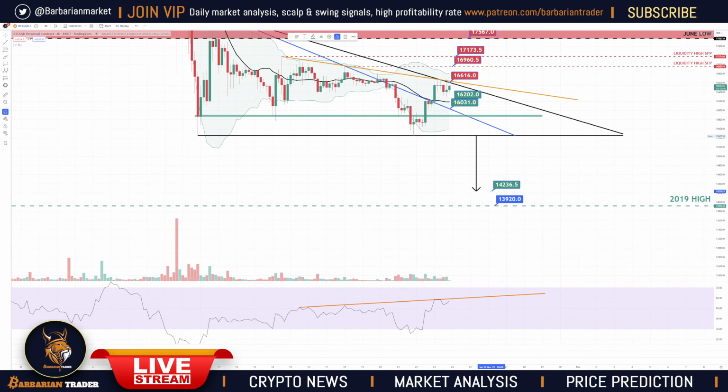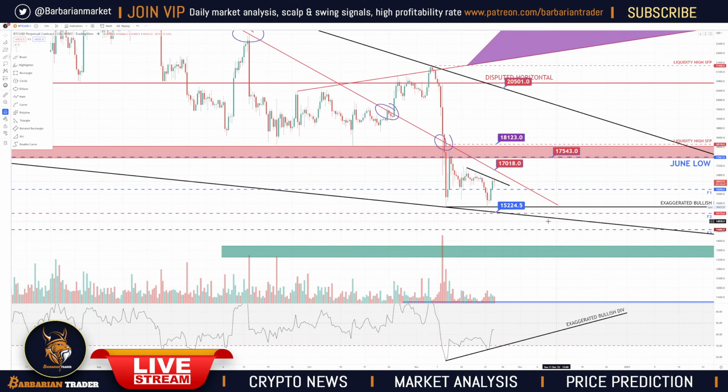yeah, 13,920. I have not put the 2019 high here, but we can put a price level on, anyway, it's around here. So we have another key support here. Keep in mind guys, those horizontal supports are pretty strong. And then the biggest support will be here. Let me put this one and I will make a circle.